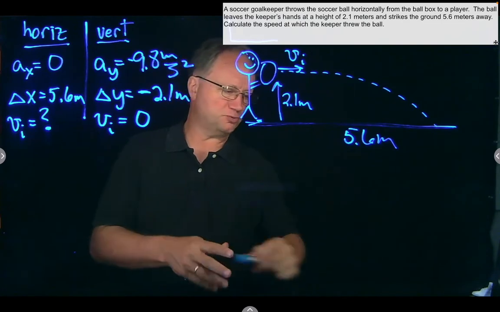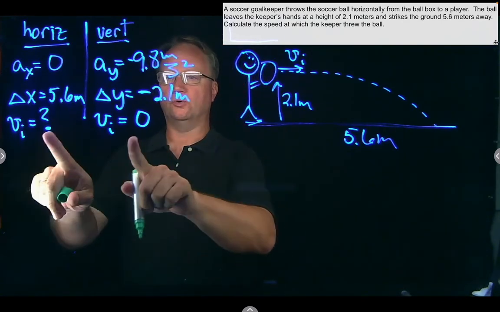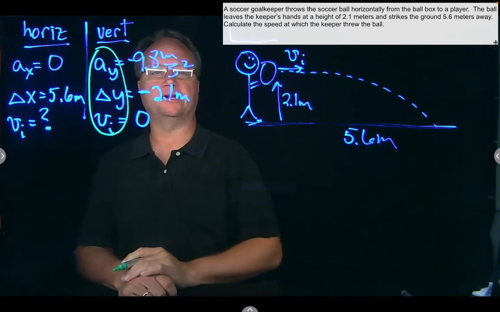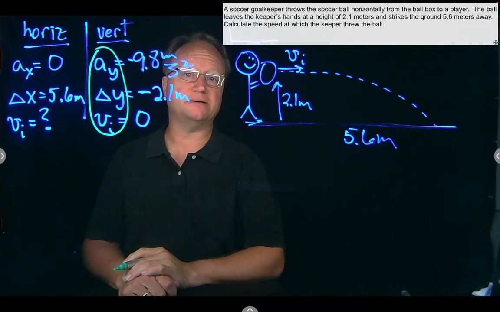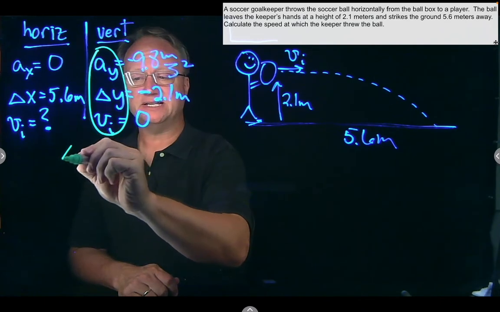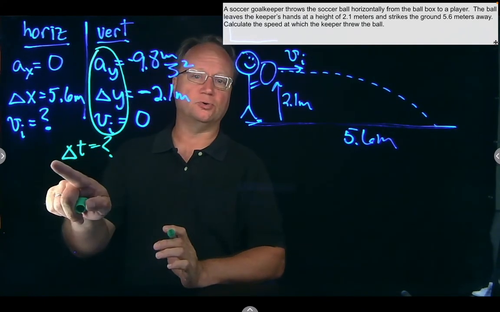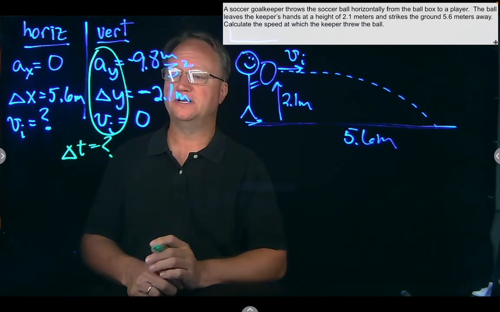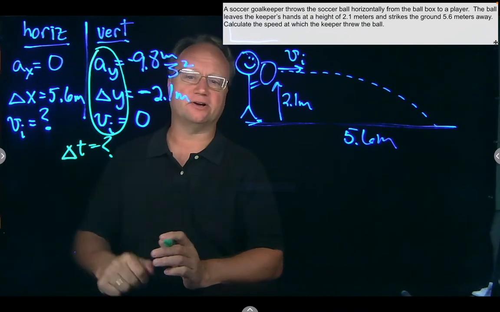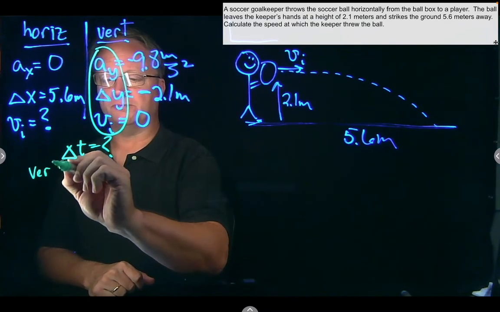Now, once we're to this point, we look at what we know, horizontally and vertically. I've got three things vertically that we know. That gives us enough to be able to use a motion equation. Now, the motion equation we can use is going to allow us to calculate the time. Time is neither horizontal nor vertical because it's not a vector. And then we can use the time value over here with our horizontal numbers to calculate the initial velocity. So I'm going to start with vertical numbers only.